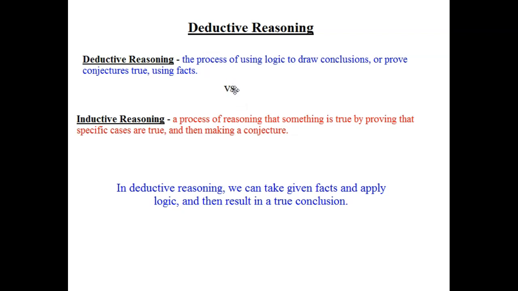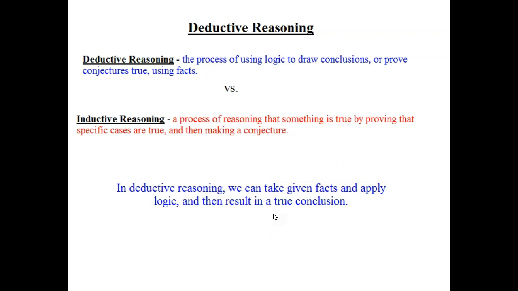Now by comparison, we compare that to inductive reasoning. It's a process of reasoning that something is true by proving that specific cases are true and then making a conjecture. So one determines a series of logic: A leads us to B, leads us to C, whereas with inductive reasoning, we might just show 2 or 3 examples and then make a conjecture based on those examples that it's going to be true in all cases.